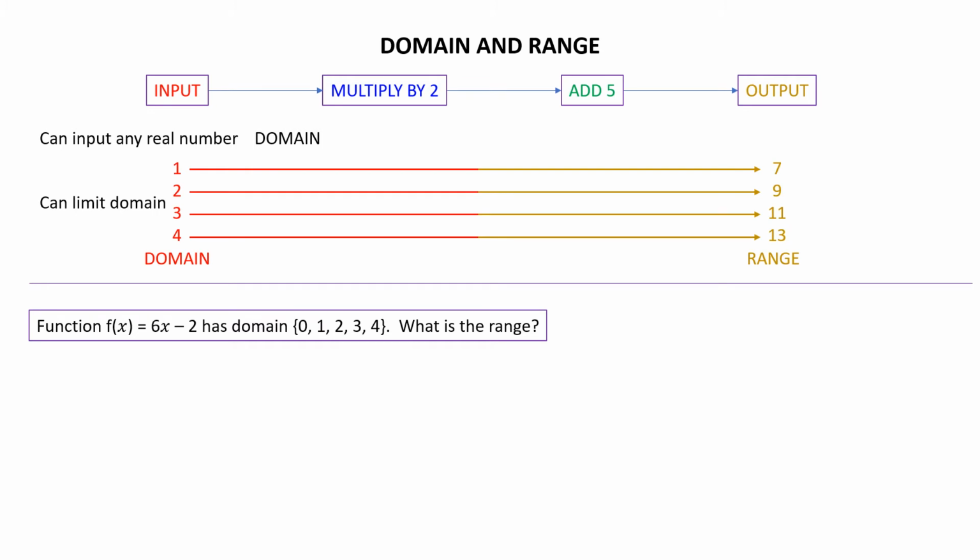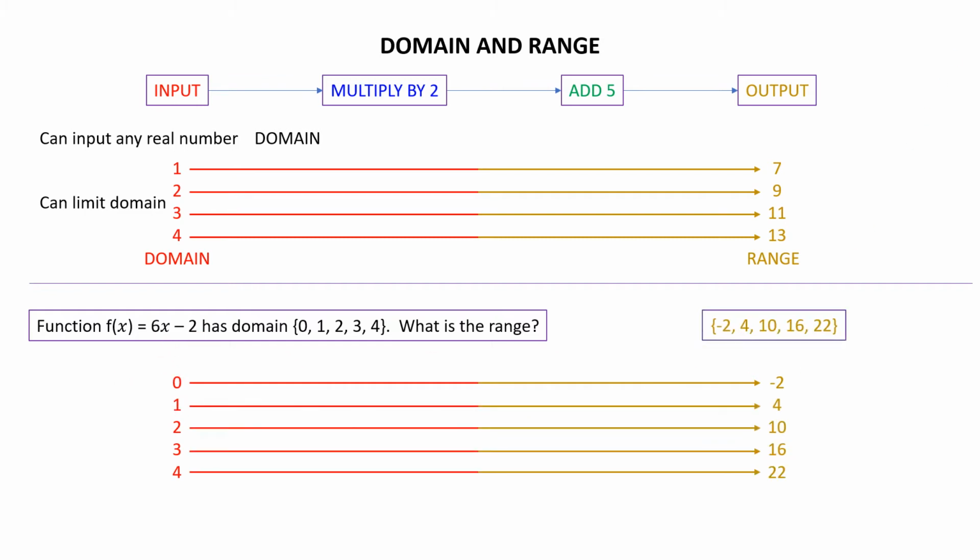Now, here's a couple of examples for you. Function f of x is 6x minus 2, has domain 0, 1, 2, 3, 4. What's the range? So we'll set up our domain 0, 1, 2, 3, 4, just apply the function. So 6x minus 2, well, if x is 0, 6x minus 2 is minus 2. If x is 1, 6x is 6, minus 2 is 4, etc. And so we do that calculation: minus 2, 4, 10, 16, 22, and we would say that our range associated with this domain is minus 2, 4, 10, 16, and 22.